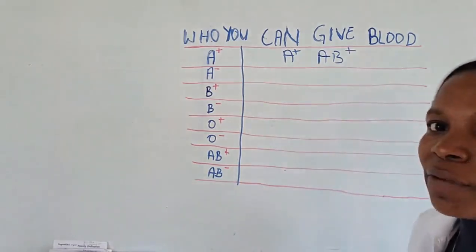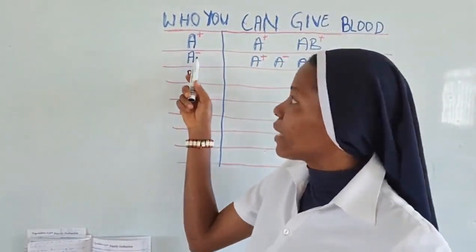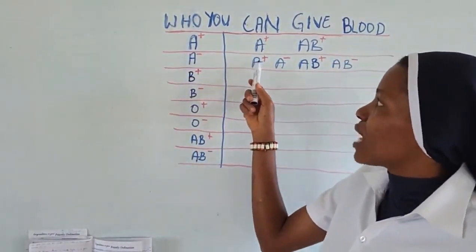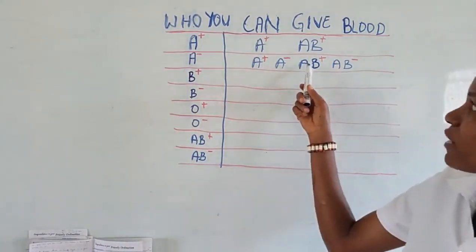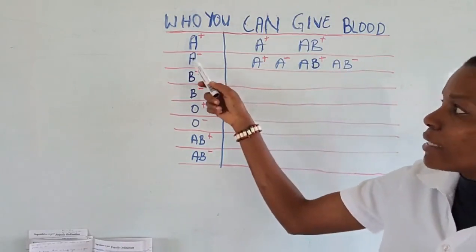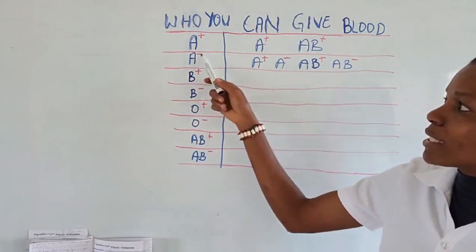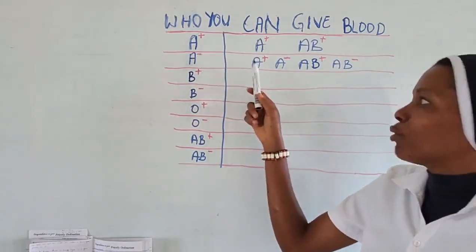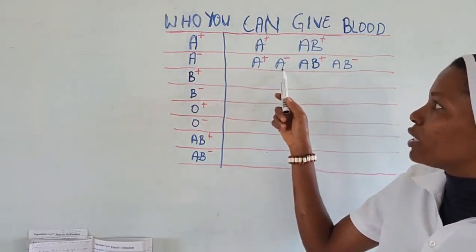So for an individual with A negative blood type, the individual can give blood to an individual with A positive blood type, A negative blood type, AB positive blood type, and AB negative blood type. This is because A negative is present in here, but though it is negative, it means that it doesn't even have any Rhesus factor that can cause reaction with this. Of course, this is in the same blood type, so there won't be any reaction.